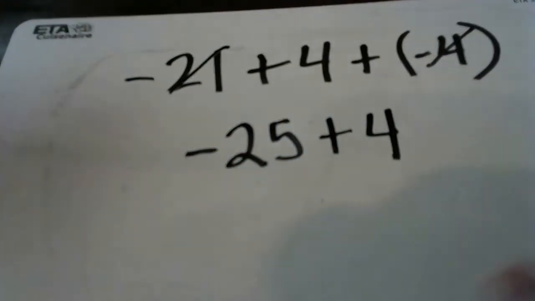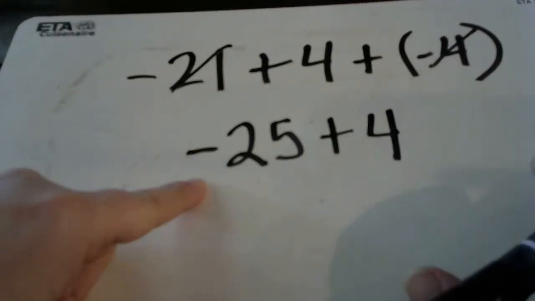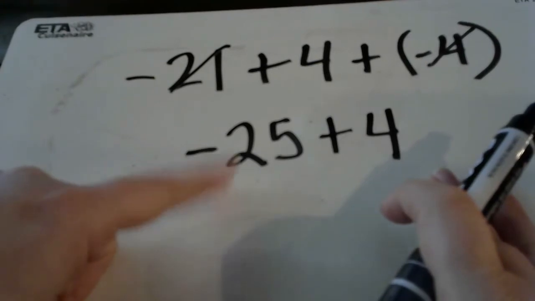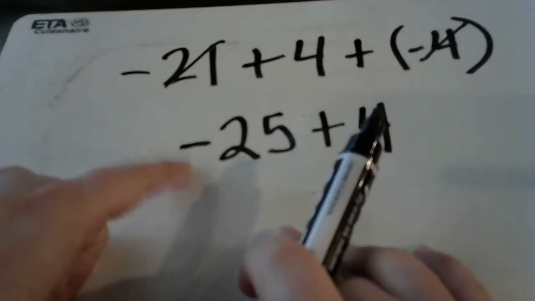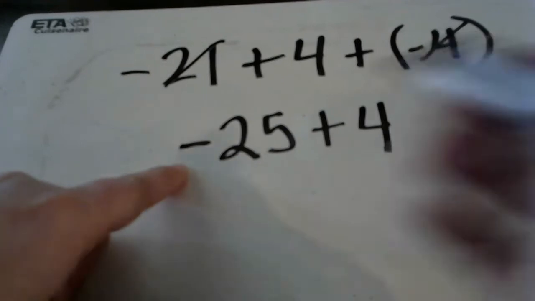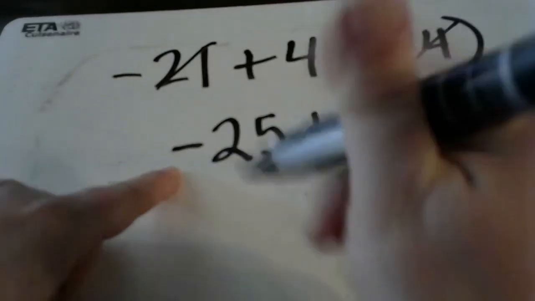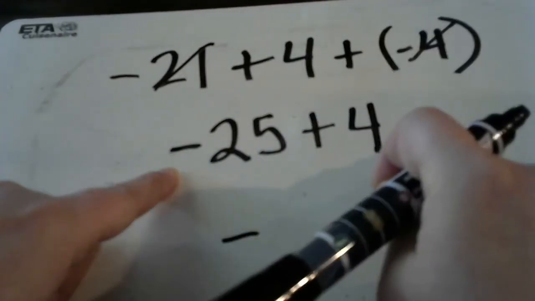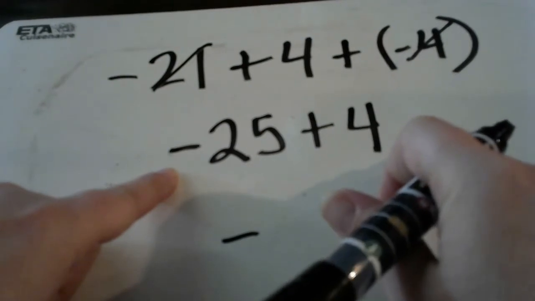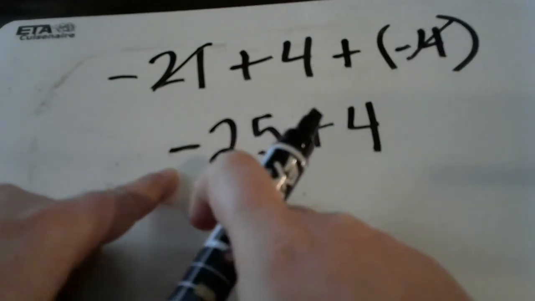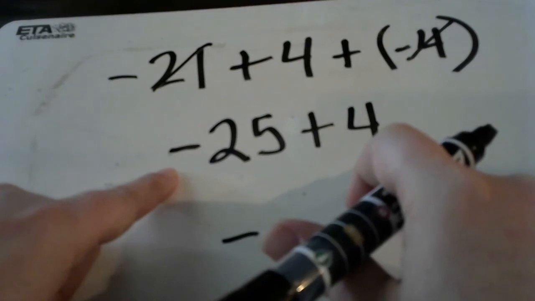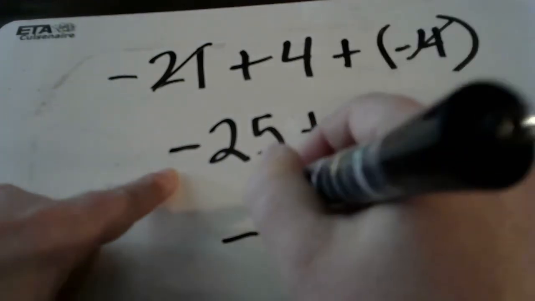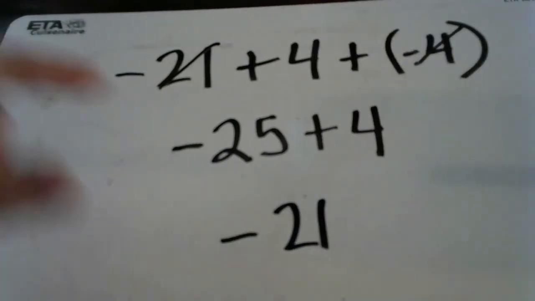Okay, and I know again that in the absolute value of 25 and 4, 25 is the bigger number, and we're going to keep that sign. The sign of the larger number, which is 25, is negative, and then we're actually subtracting 4. Okay, so 25 minus 4 is negative 21.